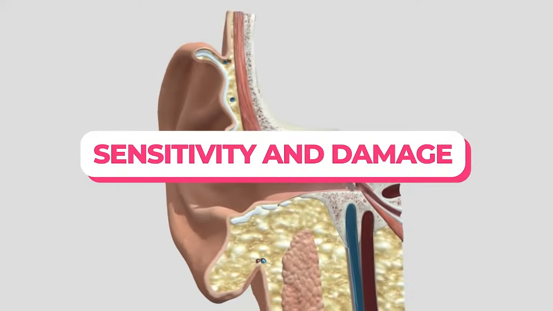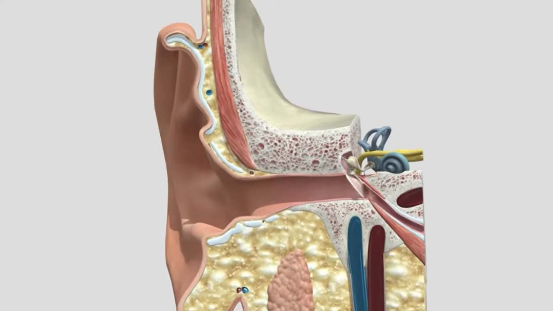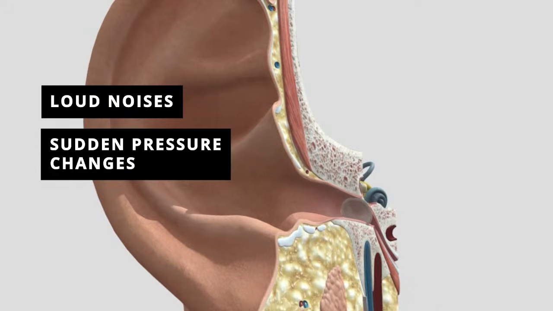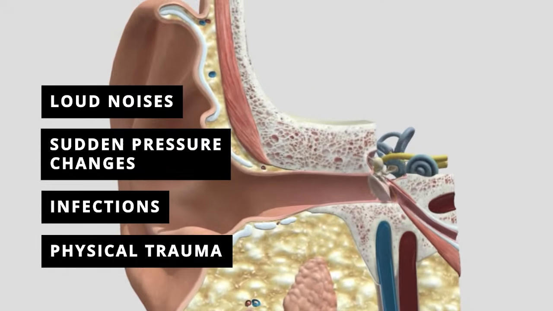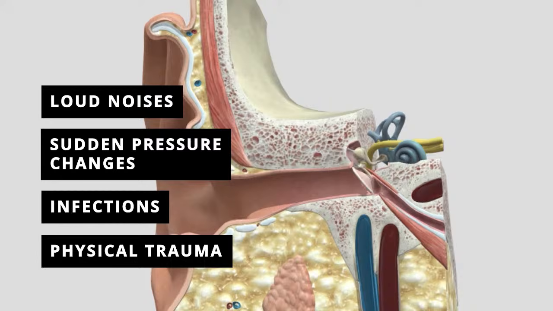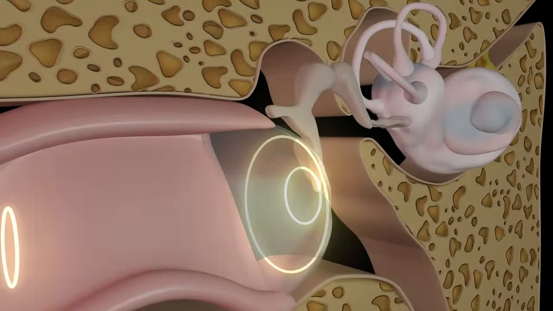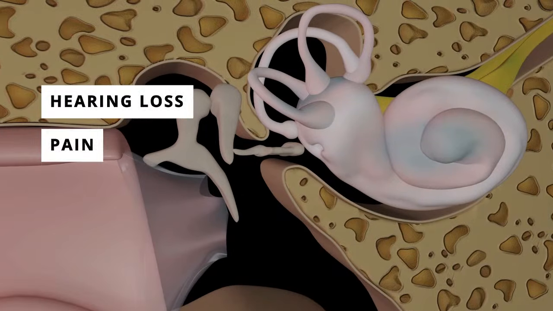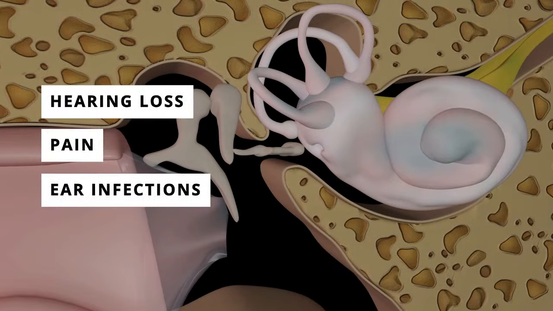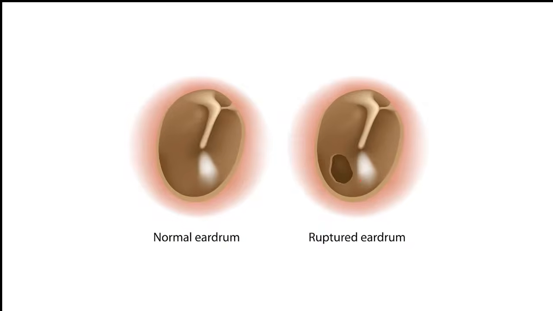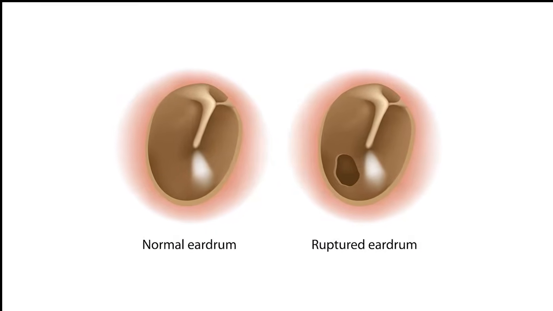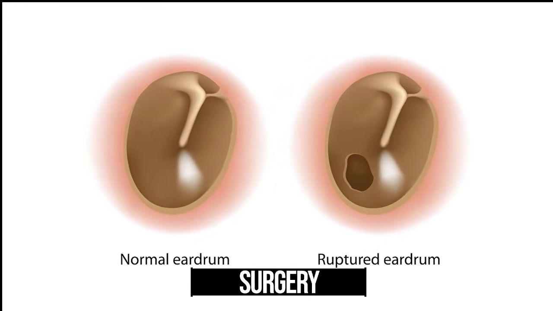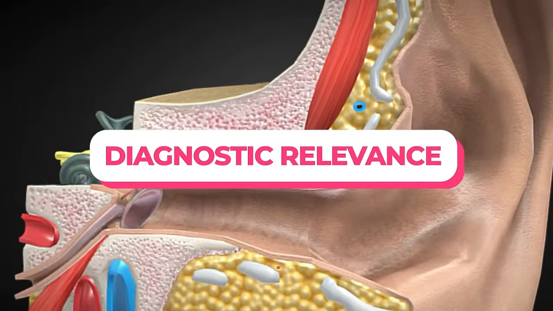Sensitivity and damage. The eardrum is sensitive and can be damaged by various factors, such as loud noises, sudden pressure changes, infections, or physical trauma, like poking it with a cotton swab or other object. A perforated eardrum, a tear or hole in the eardrum, can lead to hearing loss, pain, and increased susceptibility to ear infections. Healing. In many cases, a damaged eardrum can heal on its own, but severe tears may require medical intervention, such as surgery.